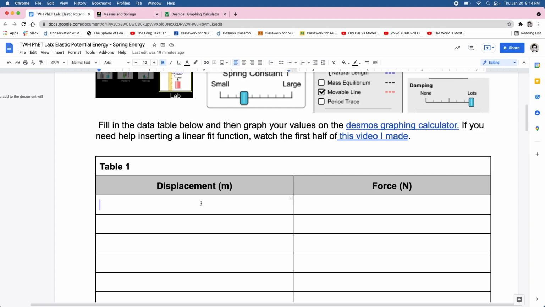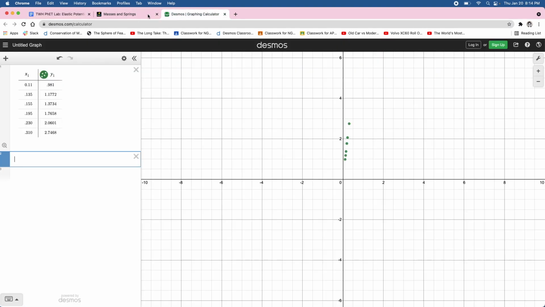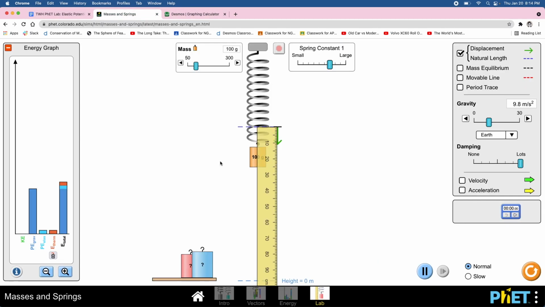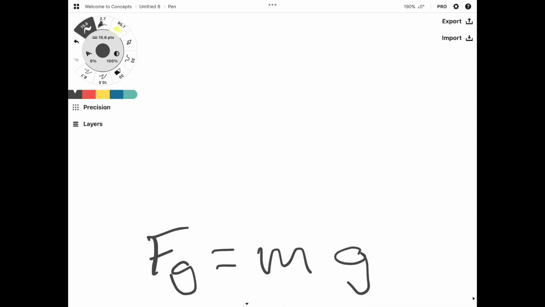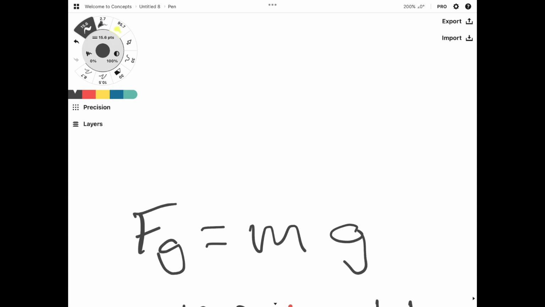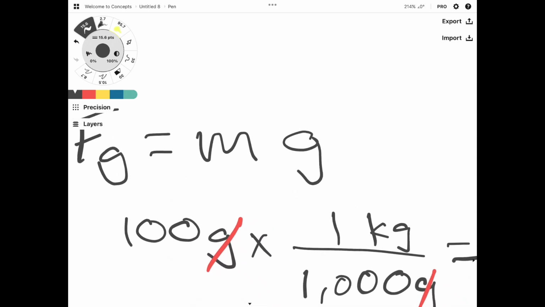Okay, so I would come here and I'd say the displacement is 0.11 meters, that's already given. And the force, because I am hanging a 100-gram mass, I can calculate using the following equation. I'm just going to pull up this little whiteboard, and I know that the force acting on the spring is equal to the force of gravity, which is my mass multiplied by the gravitational acceleration.